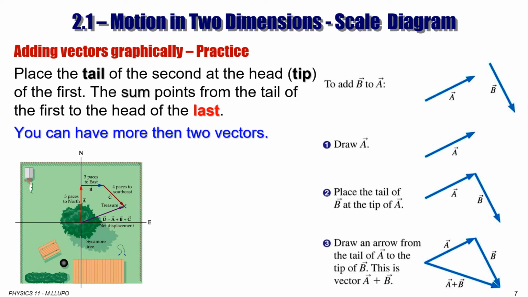Now, as I said, you can have more than two vectors. It's exactly the same. I mentioned that many times. If you have a vector A, you can place a vector B where vector A ends, and you can place a vector C where B ends. Then the total or sum of A plus B plus C is a vector D that starts where vector A starts and joins where the last vector, in this case vector C, ends. And you will never make a mistake if you follow that rule.